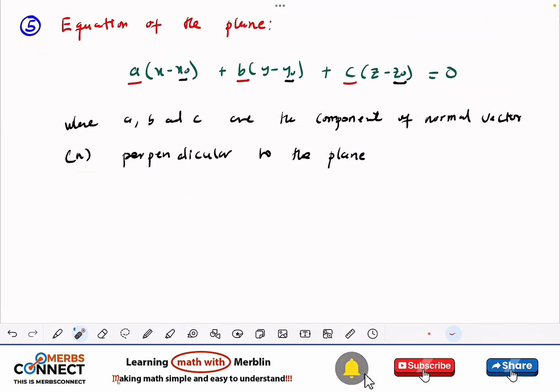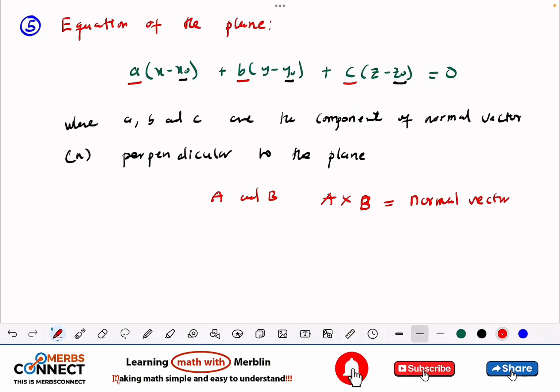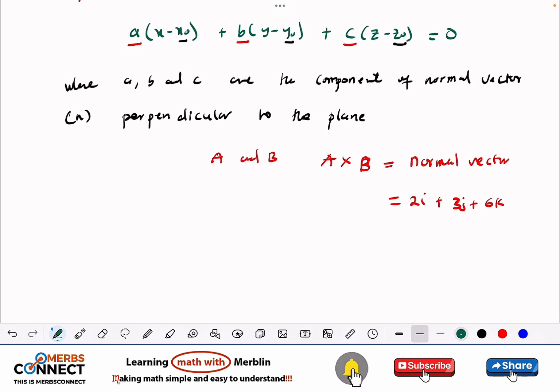If I'm talking about a normal vector, for example, let's say big A and big B. If I cross A and B, the final result is going to give me a normal vector, which is n. When I get that vector, its components are going to give me this a, b, and c. We will take an example and you will understand it better, but I'm trying to explain the components we are talking about. So when I cross and let's assume I'm getting 2i plus 3j plus 6k, then here my a is 2, my b is 3, and my c is 6. Very simple.